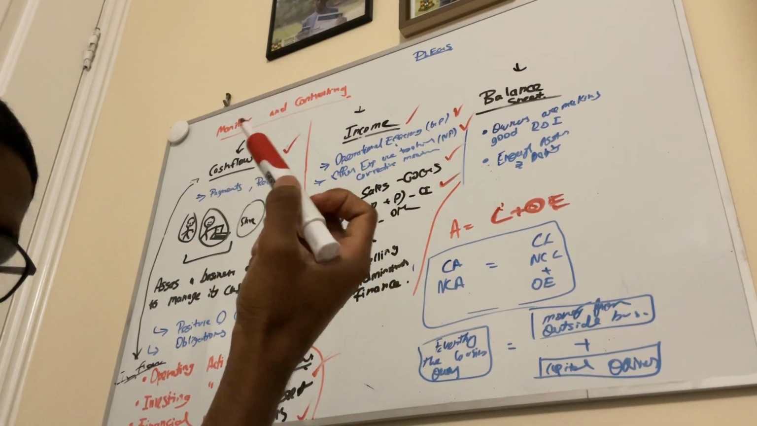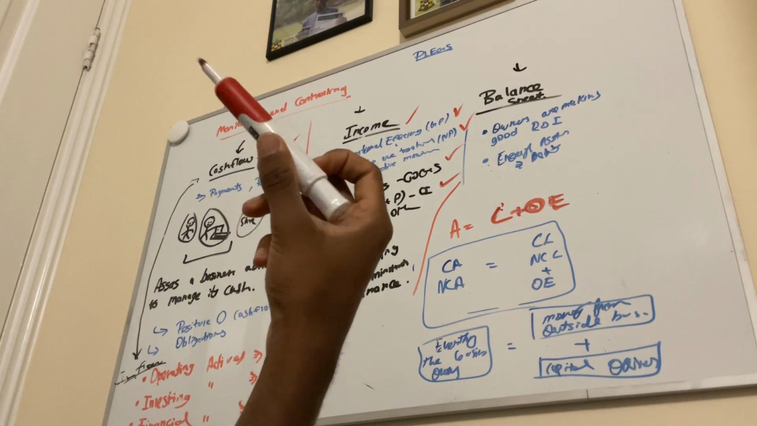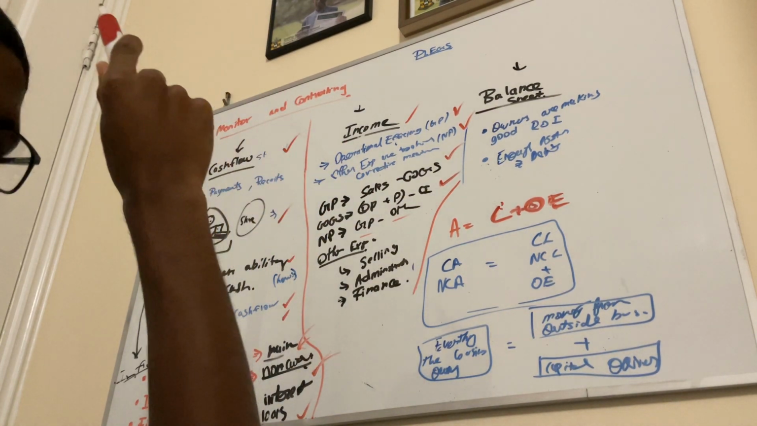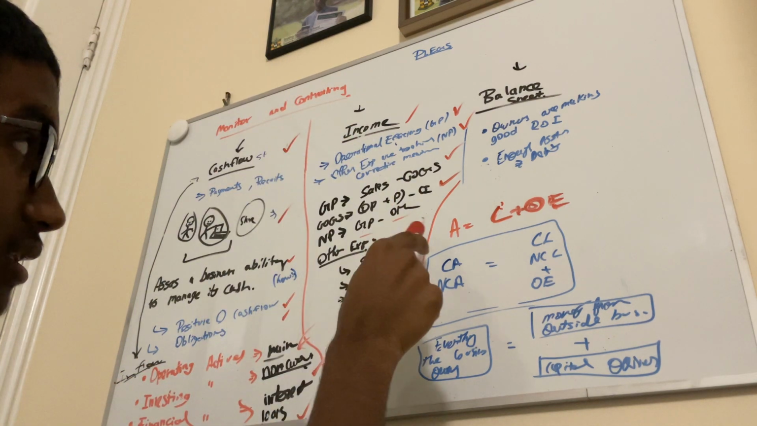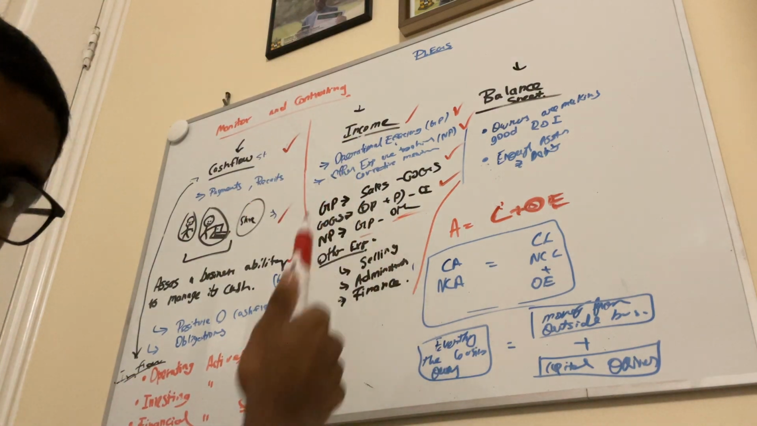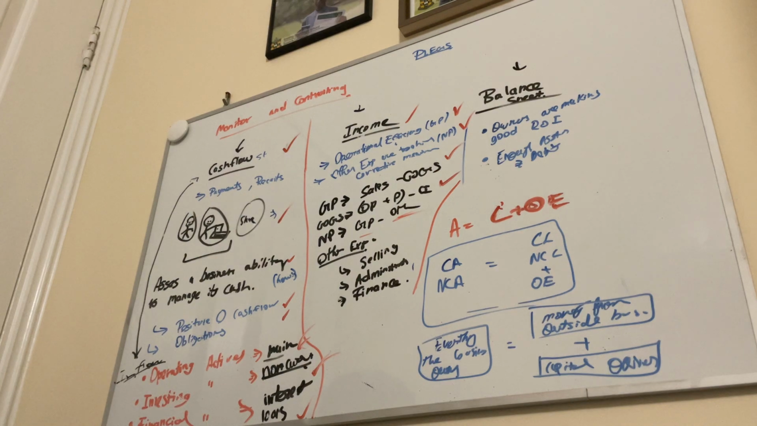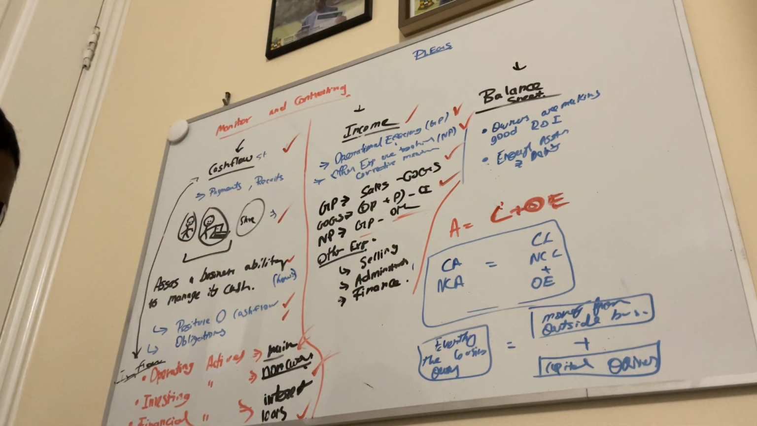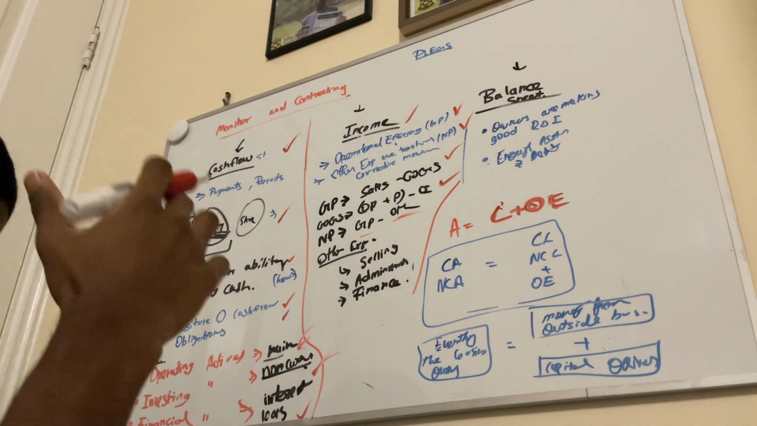Net profit is gross profit minus other expenses. What are your other expenses? Your other expenses include things like selling, administrative, and finance. So these are your other expenses: selling, administrative, and finance.